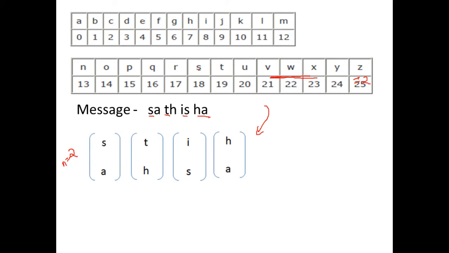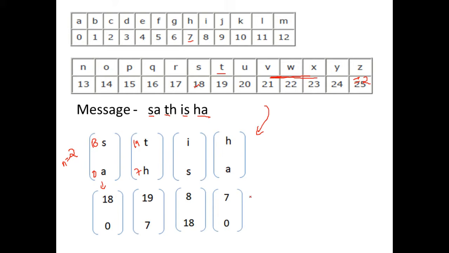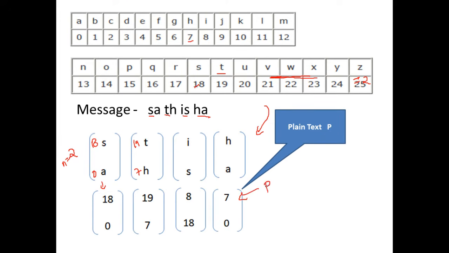So what is S and A? S is 18 and A is 0. So this will be changed as 18 and 0. That is the equivalent of this. Like that, T and H. What is T? T is 19. And what is H? H is 7. So you just go and find the equivalents, and this is called the plain text P. So we take every component vector and we multiply that with the key, and we'll be denoting this component vector as P. And you can call this P1, P2, P3, P4 if you wanted to.